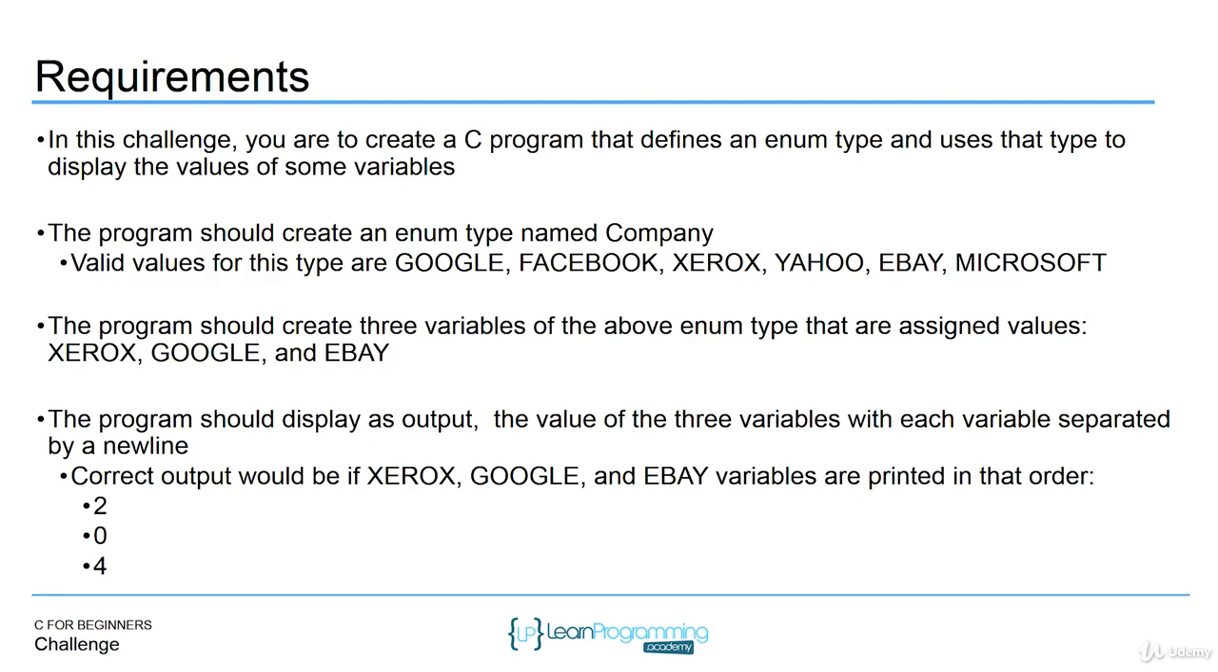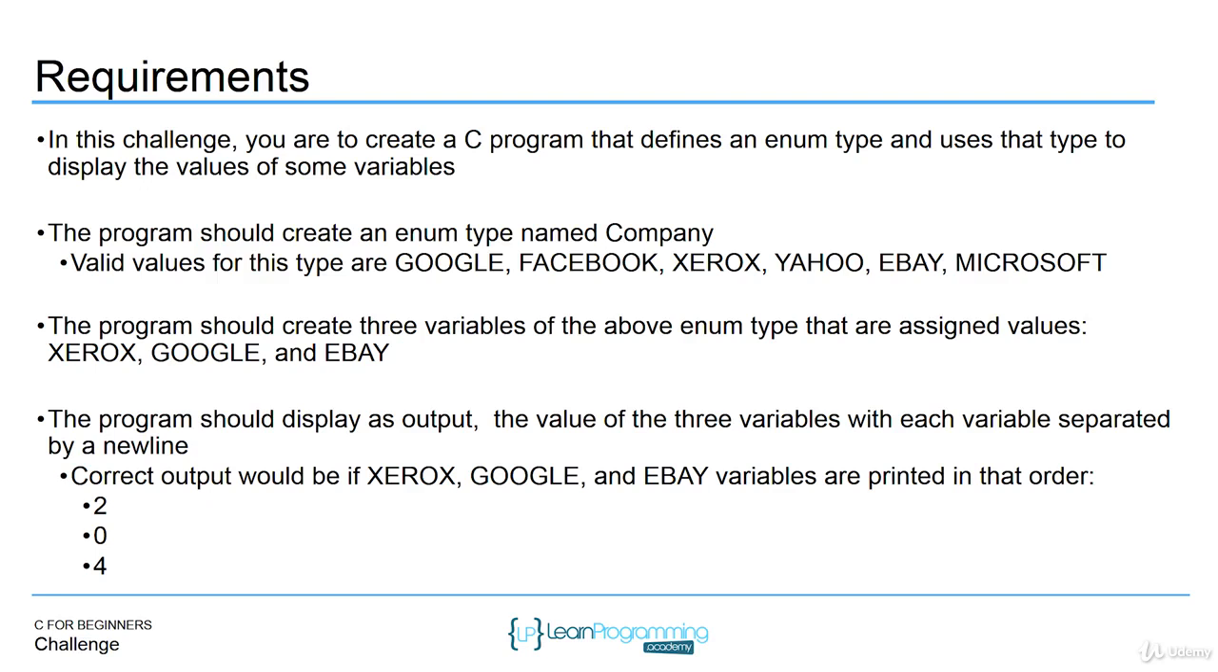Now, why are those values 204? Because those are integers. Remember, enums are represented as integers in C. Those are the integers of the order of the declarations in the list. So Xerox is 2. Right? Google is 0. Remember that Google was the first one in the list, and the list starts at 0. So Google 0, Facebook 1, Xerox 2, Yahoo 3, eBay 4, Microsoft 5. And that's why it prints out 204.